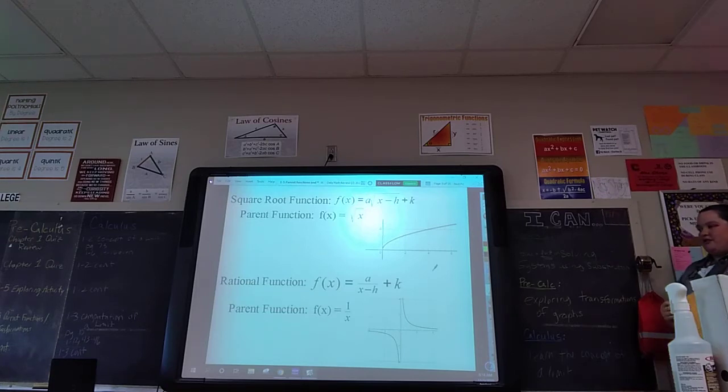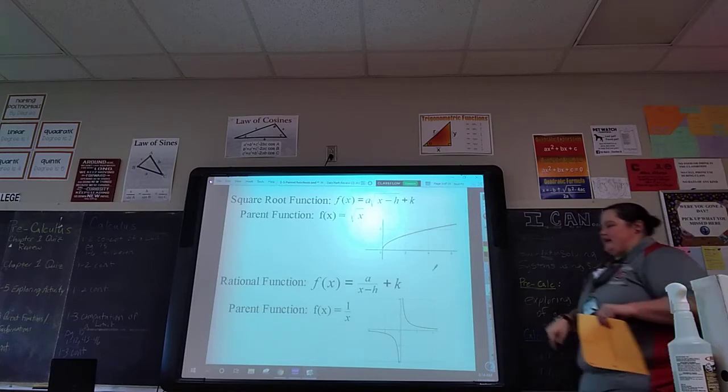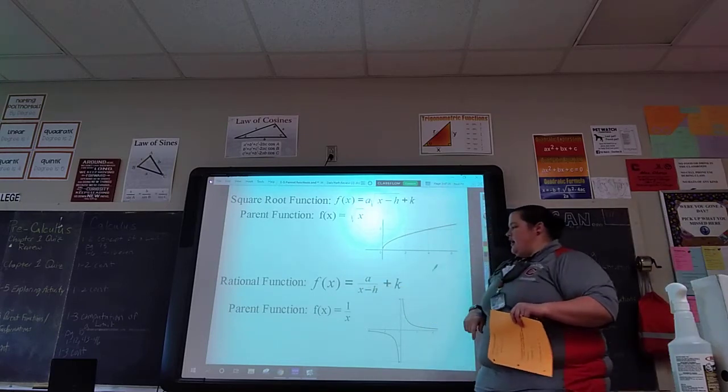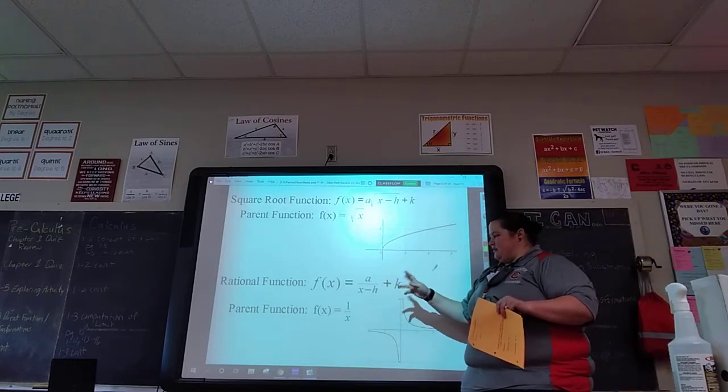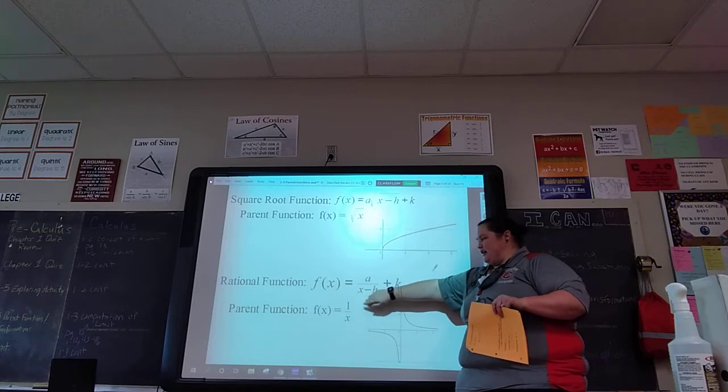Then we have a rational function. The reason why we call it a rational function is because the x is in the denominator. And when we talked about groups of numbers way back when, the rational group is when we have the fractions. So that's why it's called the rational function. So we have x in the denominator. This one looks a little bit different because that x is down here.